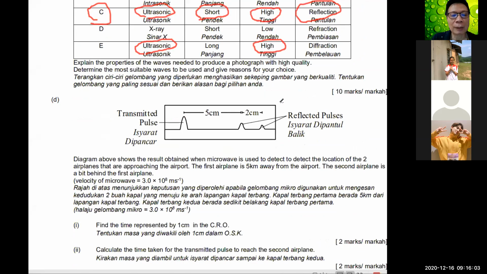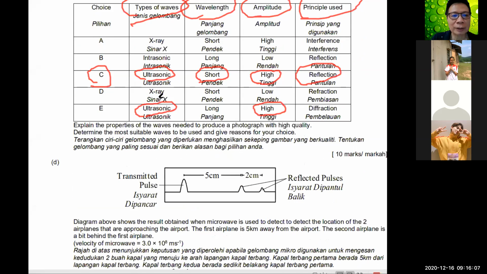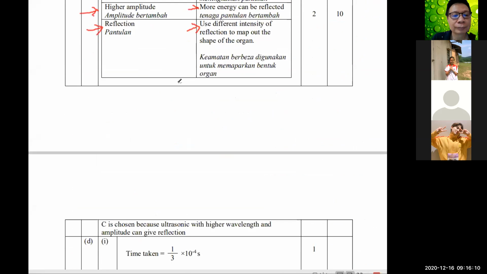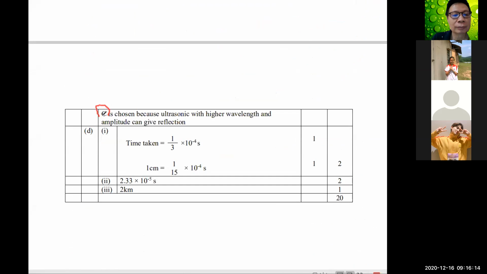D, calculation. I want you all to think of it. Sorry, last part not finished yet. Now we have to choose C. Write the answer: because ultrasonic with high frequency and amplitude can be reflected. And short wavelength, smaller wavelength, shorter wavelength, and higher amplitude. Okay. The last one, calculation.